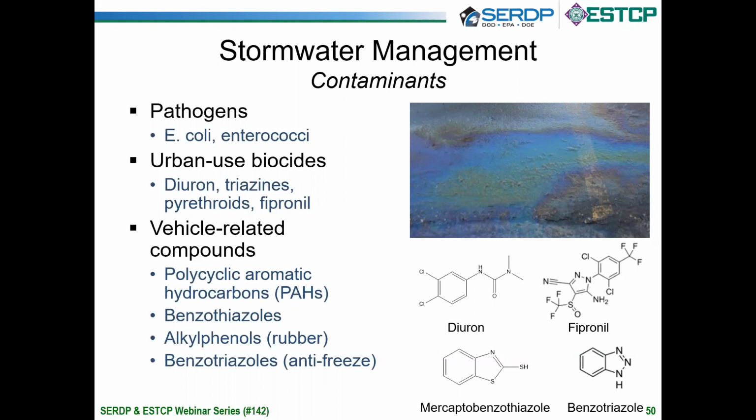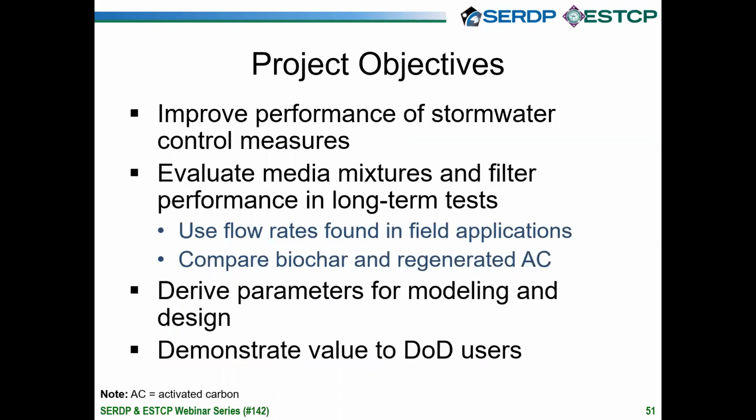So in our work, what we're looking at are the ways to improve the performance of stormwater control measures. We're looking at media mixtures and filter performance and long-term tests. And we're looking at how biochar, a particular kind of biochar that we've screened, a high temperature gasification biochar, can be used beneficially, and also regenerated activated carbon. Both of these materials have a low carbon footprint. We'd like to derive parameters for modeling and design, and then demonstrate value to DoD users.